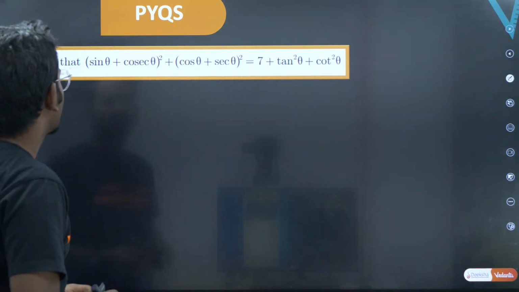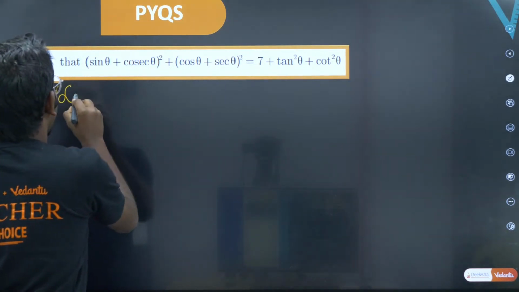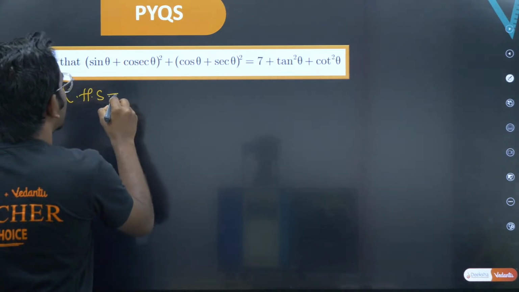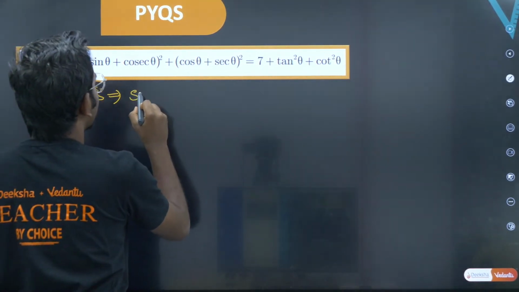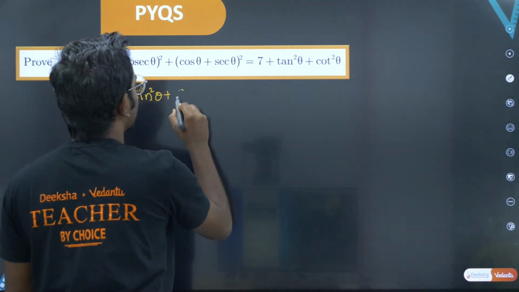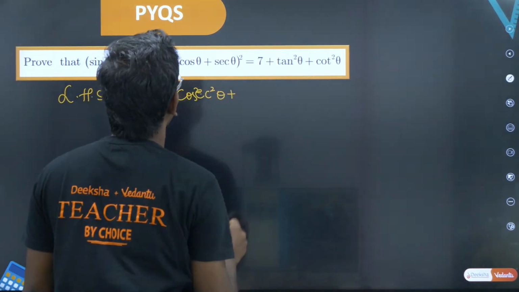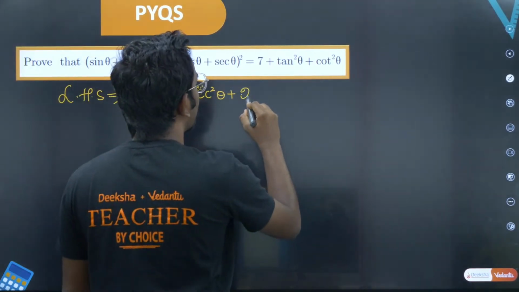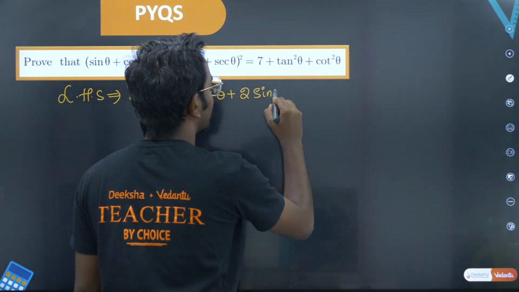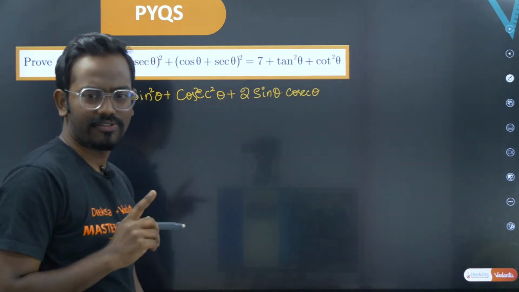Okay, so how do you start? Sir, I'll expand this whole square. So the LHS would start with something like this: sine square theta plus cosecant square theta plus 2 times sine theta into cosecant theta. Okay, so this is the first part.